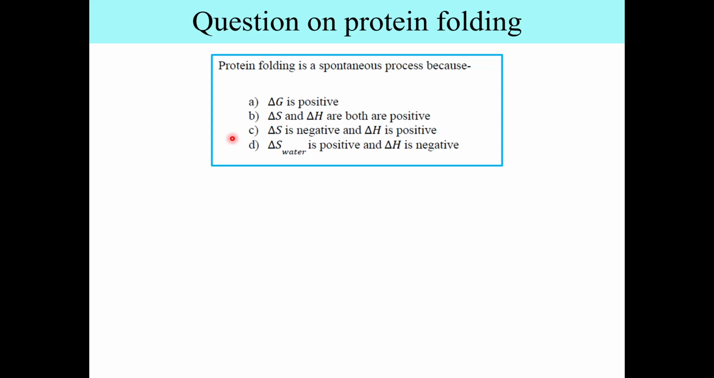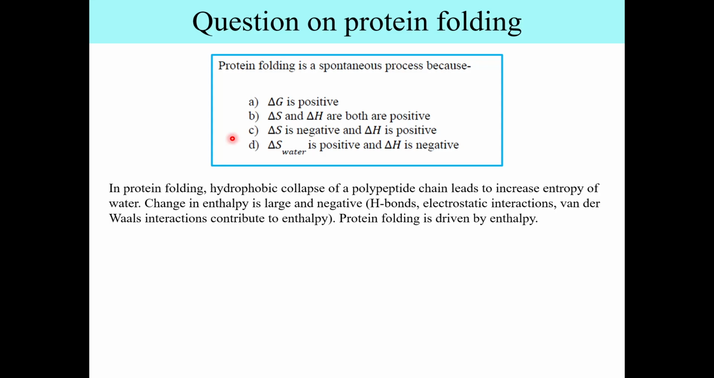Delta S is negative and delta H is positive. If delta S would be negative, once again the delta G would become more positive or very less negative if delta H is positive. Correct? Based on your equation. So that also cannot be the right answer. Now delta S of water is positive and delta H is negative. Now while telling you about the thermodynamics of protein folding, I told you how the entropy of the system increases, and so delta S of water is positive, but the delta H is negative because different bond formations take place, so a lot of energy is released in the form of heat. So the right option is option number D.